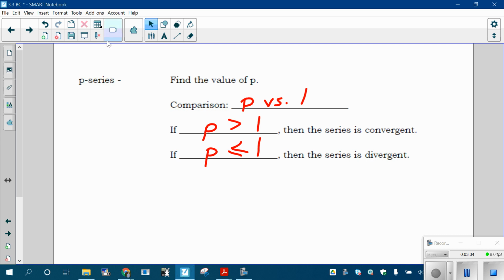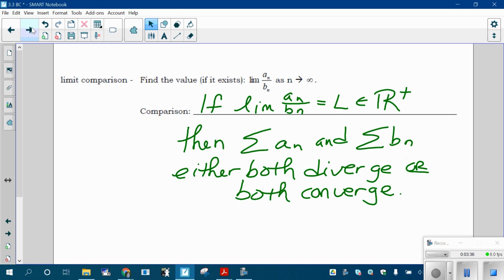Greater than 1 converges. And lastly, this is the one Mrs. Lemke went over in that last video that you should have just watched. And I was just joking, it was a beautiful video. You're evaluating the limit of your original sequence compared to some other sequence. And if you get any positive real number, then those two series behave the same way. That's how I'd say it. They either both diverge or they both converge.